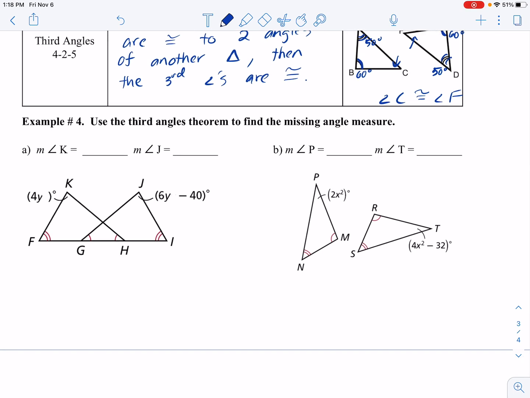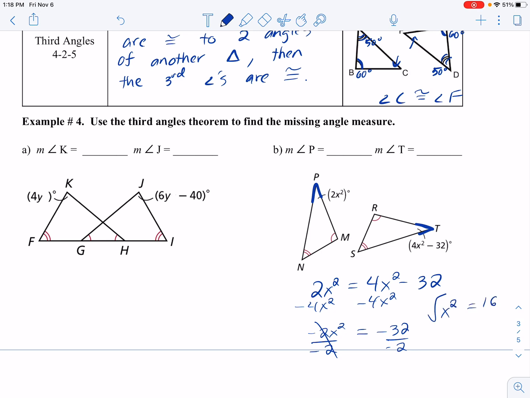We'll do example B together. Two pairs of congruent angles in each triangle. That means this last pair of angles must be congruent. So we're going to set them equal to each other. 2x squared equals 4x squared minus 32. Let's subtract our 4x squared from both sides. We get negative 32 equals negative 2x squared. Divide by our negative 2. X squared equals 16, and when we take the square root of 16, we get x equals 4. 4 times 4 gets us 16. And then just plug it in to find the measure of both.